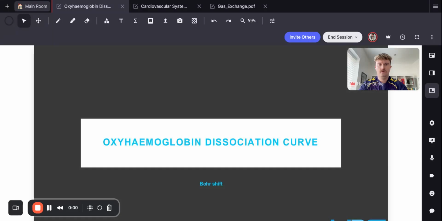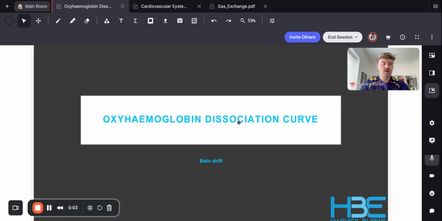Hi everyone. So today we're going to go through the oxyhemoglobin dissociation curve and the Bohr shift. Both AQA and OCR ask about this in equal measure. Roughly, it'll be about 3 to 4 marks. So it is important that you understand it, and it can be quite a tricky topic just given the amount of jargon in it. So firstly, let's talk about what is meant by these terms.